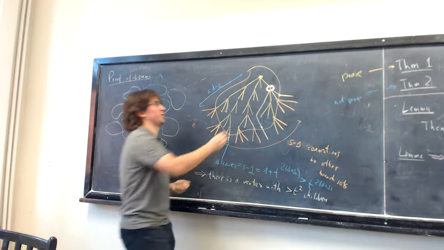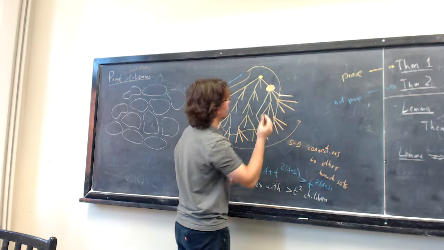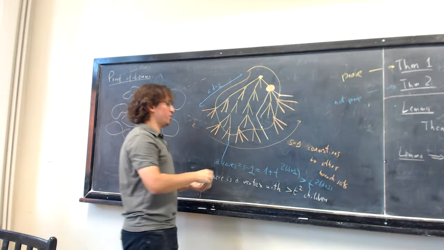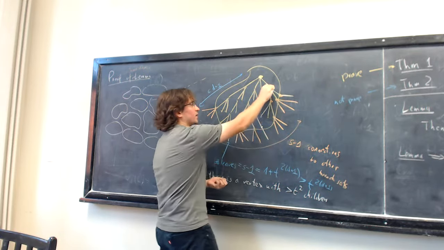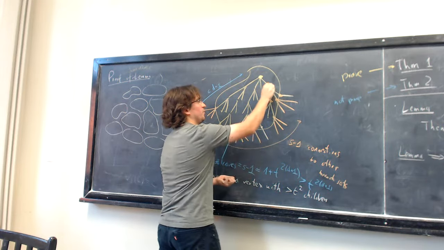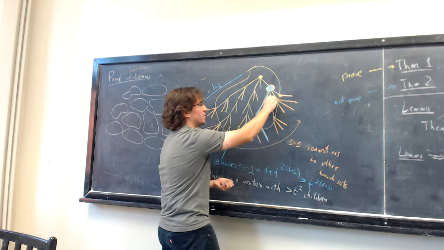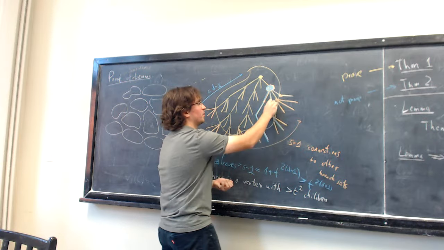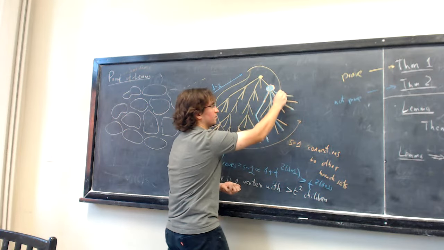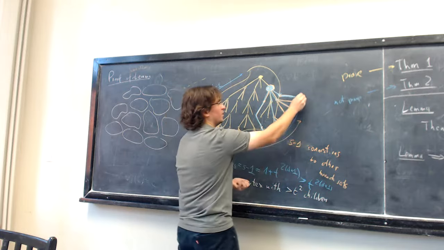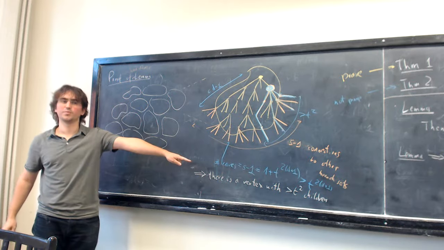So let me color this vertex. I think this is orange. And also for every child of it, let me draw a path. Maybe I can change the color, maybe it will be blue. For every child, I draw an arbitrary path going to some other branch set via this child. So how many paths have I now defined? More than t squared, because the number of children was more than t squared.